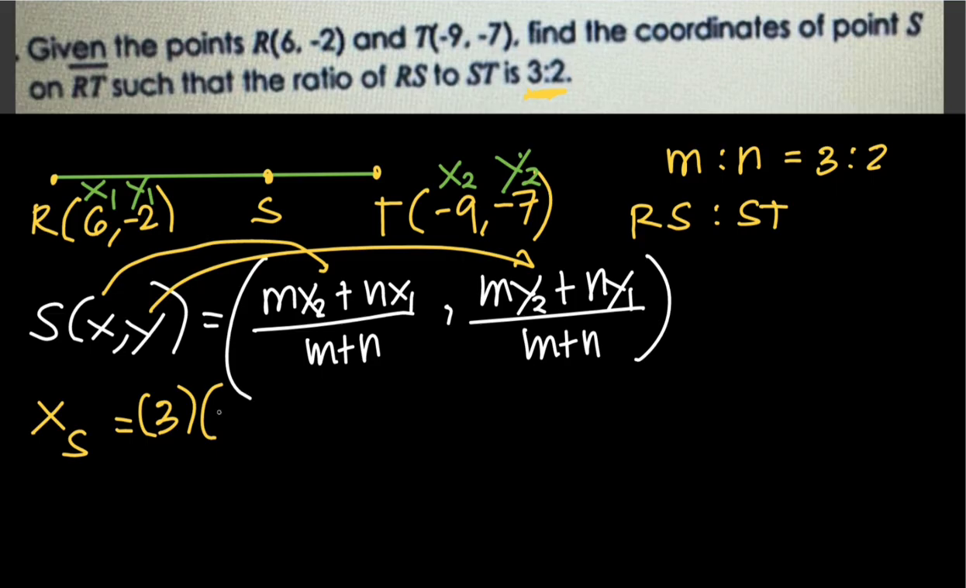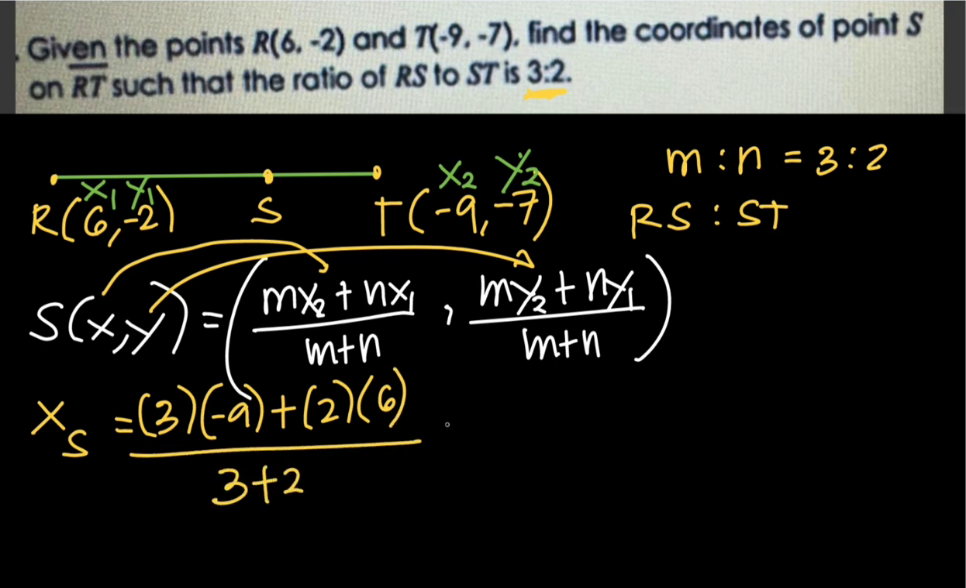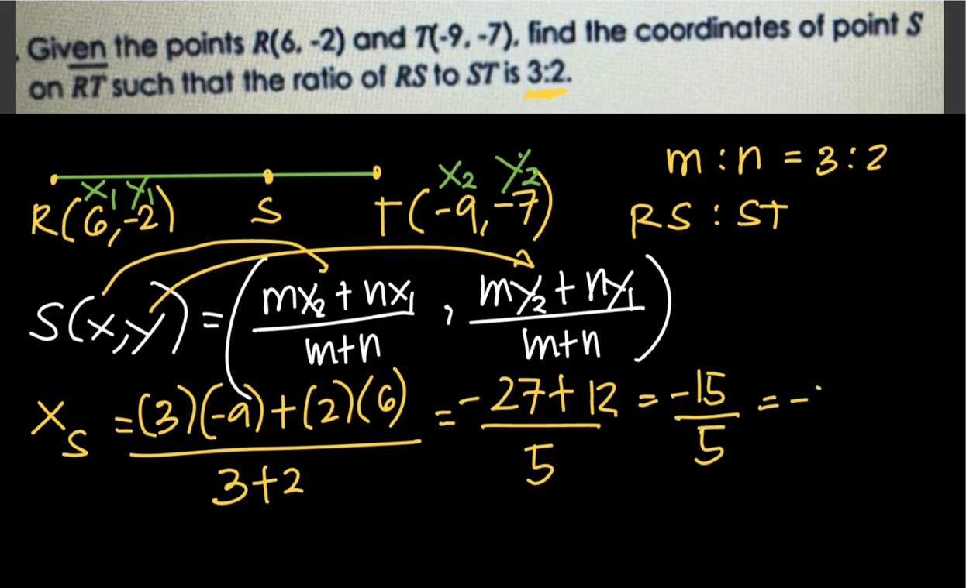Then x is -9, which is x sub 2, times m, which is 3, plus n, which is 2, times x sub 1, which is 6, over m plus n, 3 plus 2. So this is just -27 plus 12 over 5. -27 plus 12 is -15 over 5, and that is equal to -3. So now we have the x coordinate of point S, which is equal to -3.